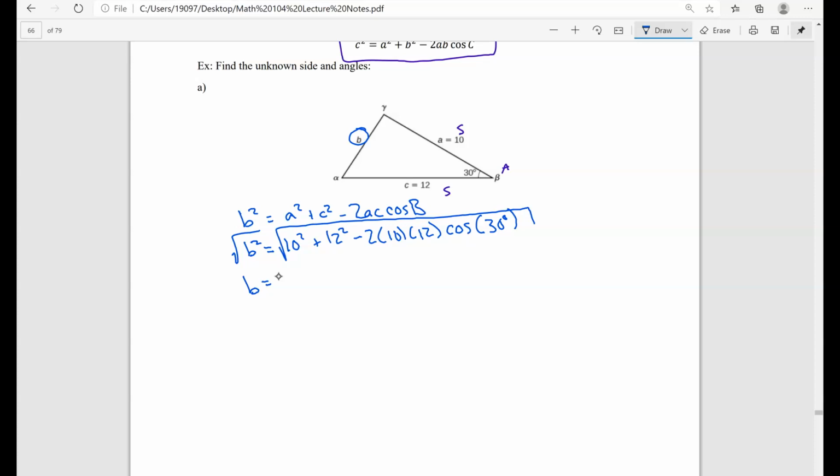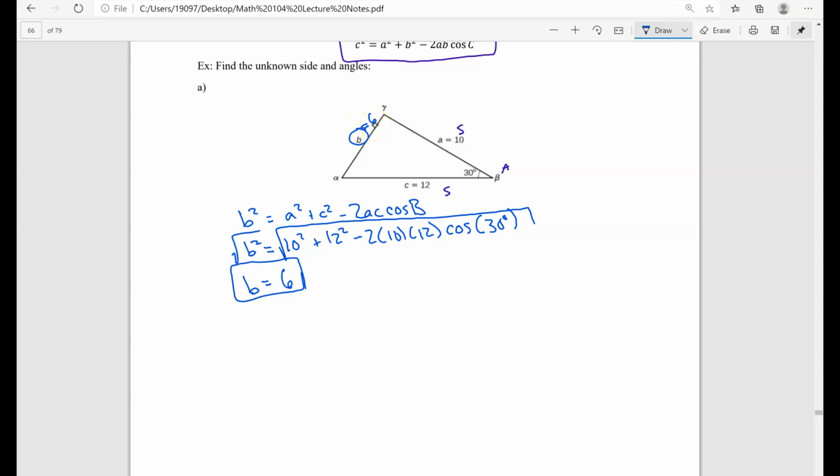So I'm going to write the square root of 10 squared plus 12 squared minus 2 times 10 times 12, and then we're going to write cosine of 30 degrees. And I ended up getting about 6. So that's going to be basically my answer for that one. So B equals 6.